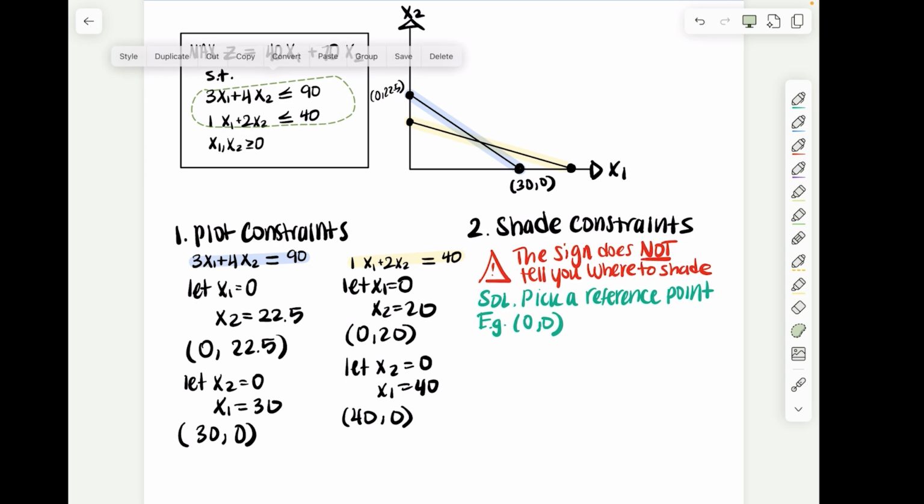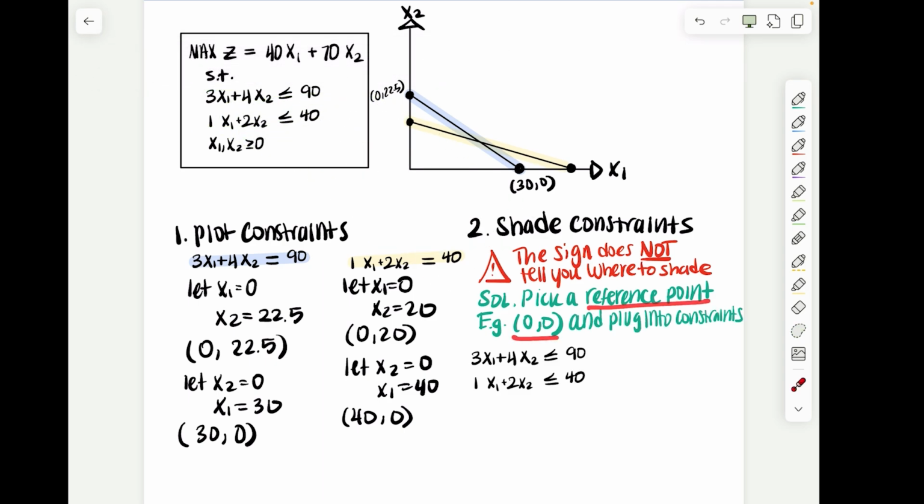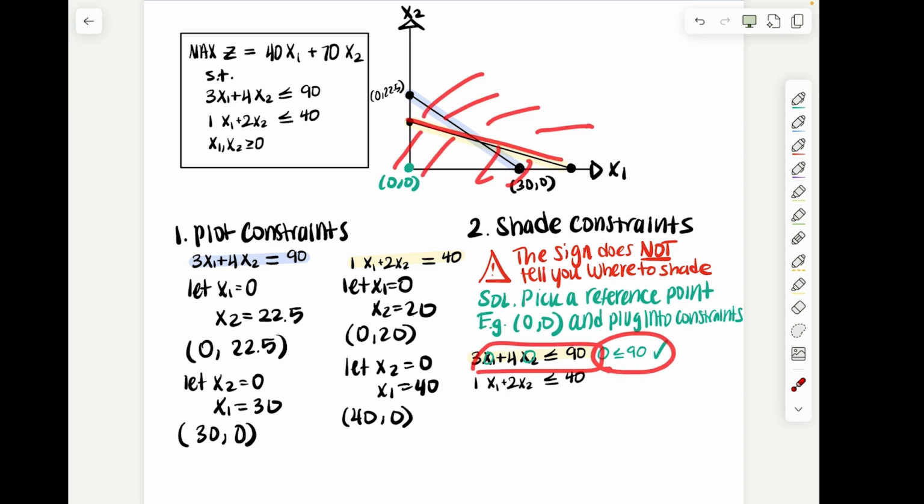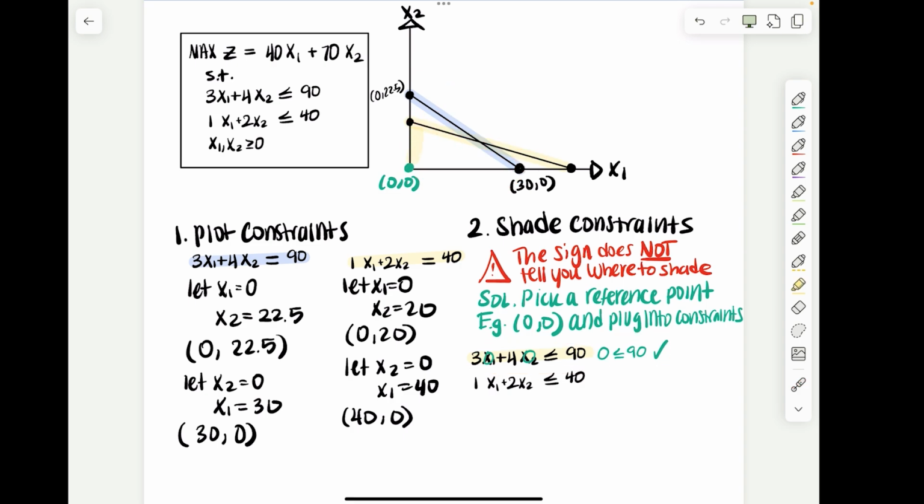And all you're going to do is take your constraints and plug your reference point into the constraint. 0 for x1 and 0 for x2. That makes this whole thing 0. And then we have less than or equal to 90. Then you ask yourself, is this true? Is 0 less than or equal to 90? Does it satisfy this inequality? Yes. So what does that mean? That means that you are going to shade the area that contains your reference point. In this case, it's 0, 0. So for this constraint, the question is, are we shading below or above? Well, this tells me I want to shade the area that contains 0, 0, and that's below the line, so I'm going to shade below it.